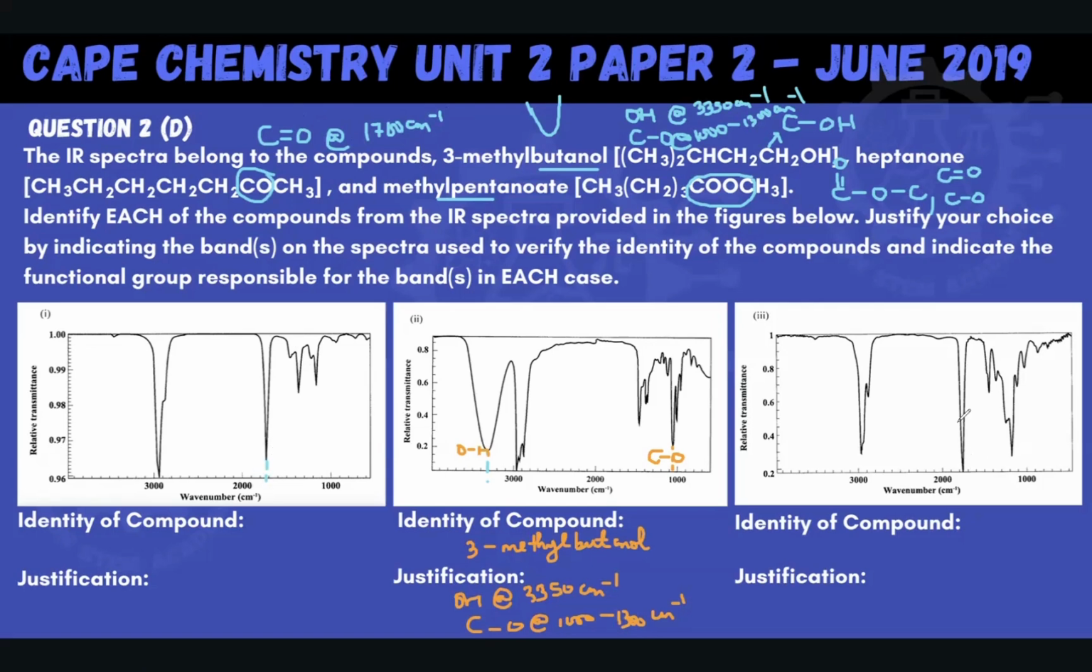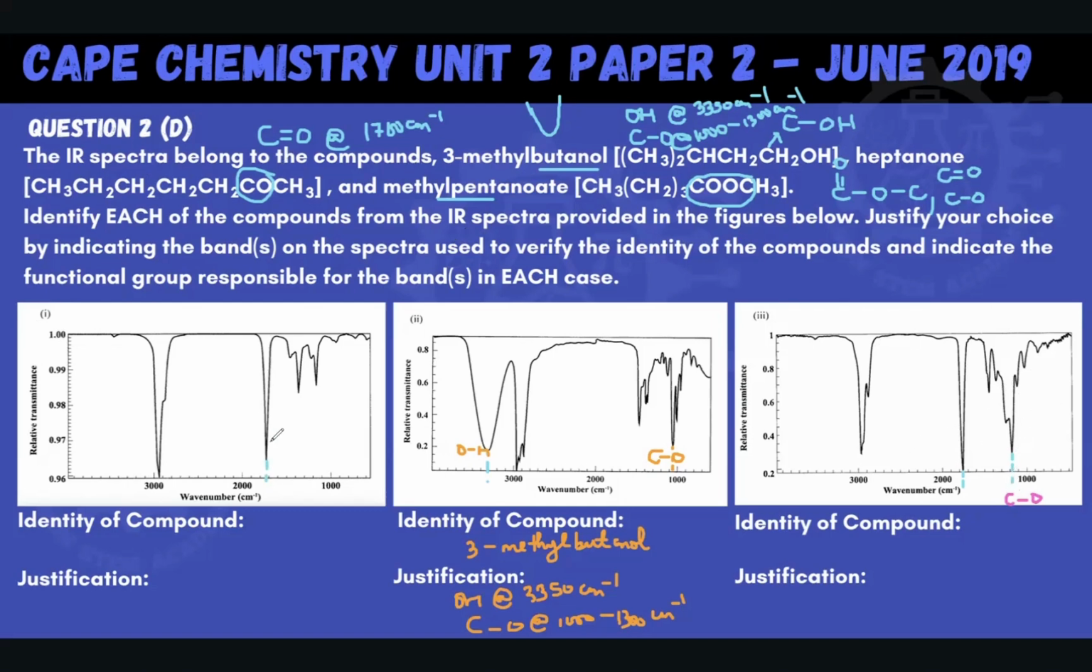But let's look at this one as well. We see that this one also has a sharpish peak at around 1,700. So what do we have to do? We have to do something that will enable us to eliminate one of these two. We see that there are also some other peaks in this one. In fact, there's a peak here in the 1,000 to 1,300 range, and that is for a C single bond O, as we said before. And the ketone doesn't have that. So we know that this can't be our ketone.